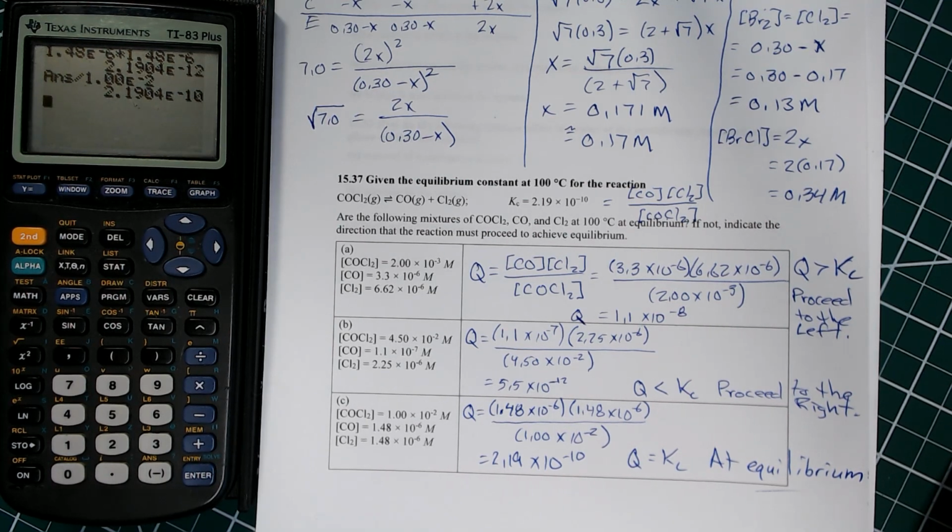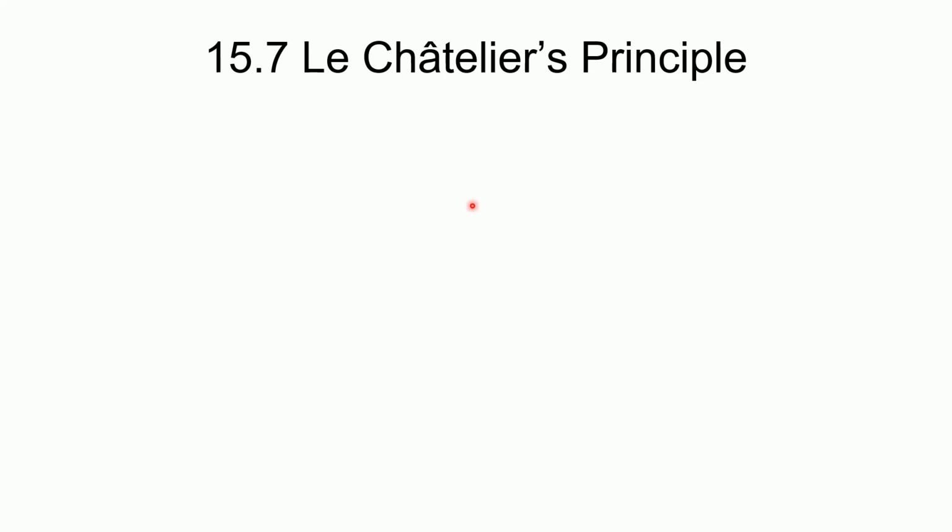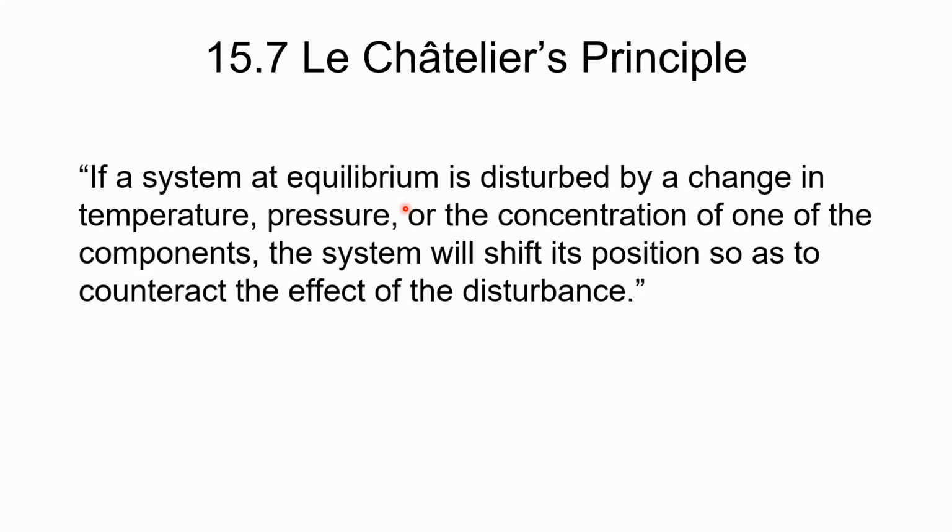So our last concept is Le Châtelier's principle. I need to switch over to the presentation. This is our statement that is in the textbook. I actually modified it a little bit. If you're feeling curious, you can go see how I modified it. But if a system at equilibrium is disturbed by a change in temperature, pressure, or the concentration of one of the components, the system will shift its position so as to counteract the effect of the disturbance.